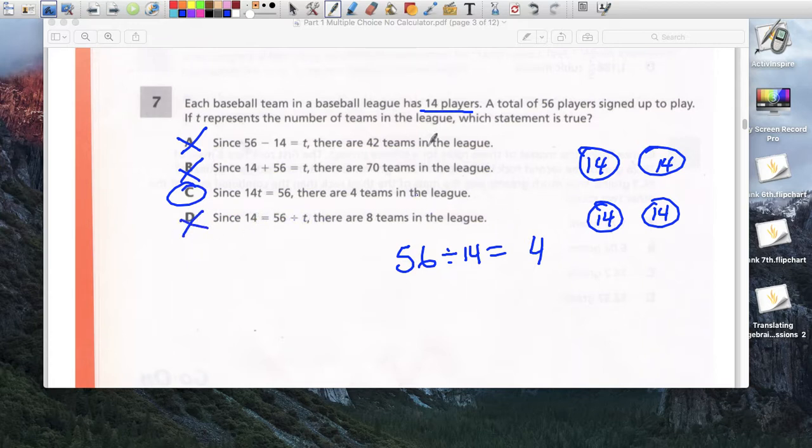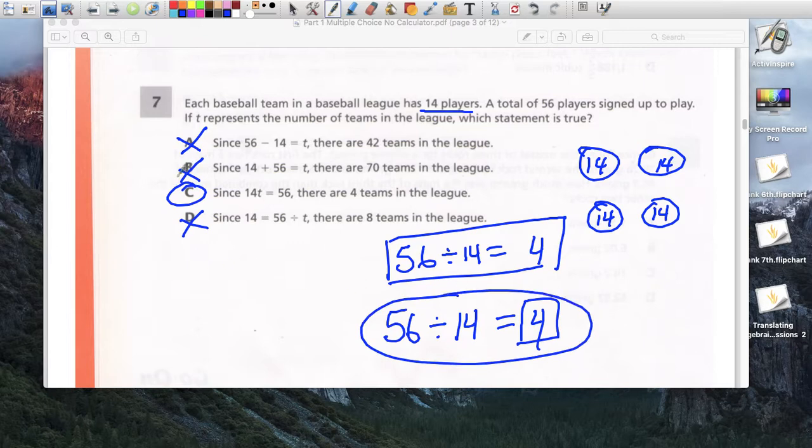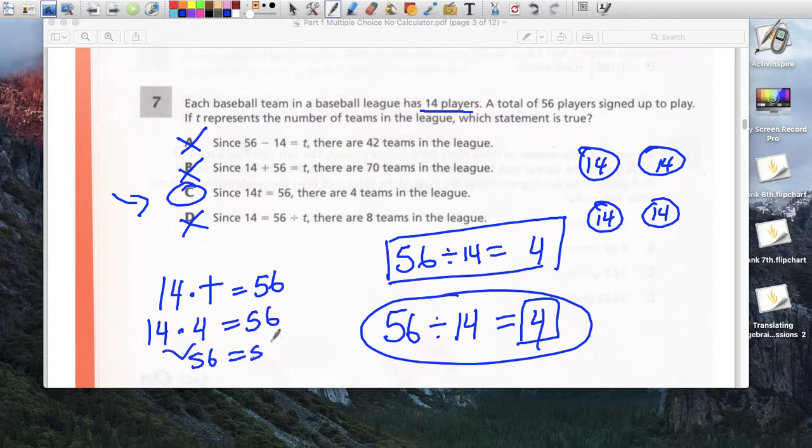Nope. Well, the relationship here is a division, right? There's 56 players, and if I say, hey, let's make teams, and I want 14 in each team, I'm going to divide the 56 players by 14. So this is my relationship, and the only one that has that is that. Or 14 times the number of teams that we can make is going to get me 56. If I have 14 players and 4 teams, does that equal 56? Yes, it does. Okay. So the answer is C.